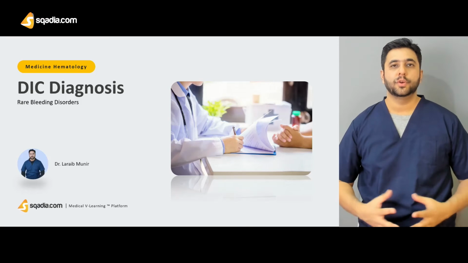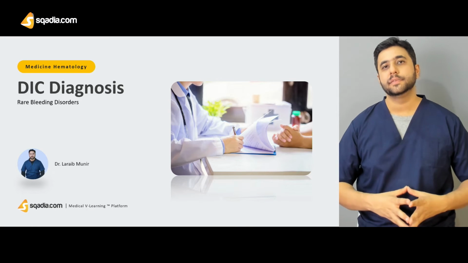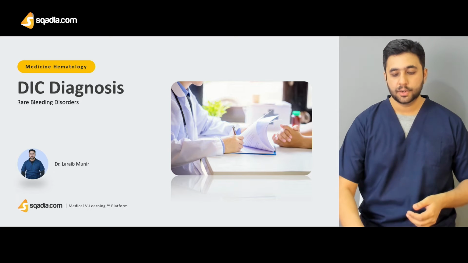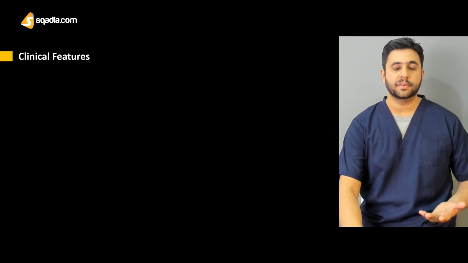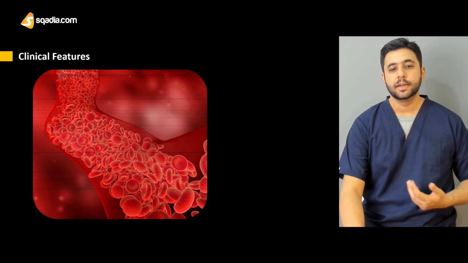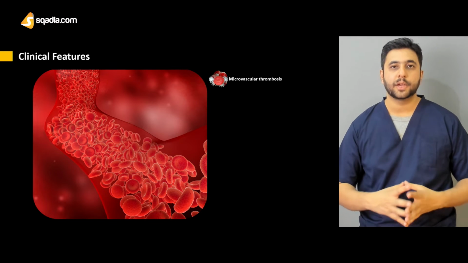Let's now talk about how we are going to diagnose a patient with DIC. What are the important clinical features to look for, and what are the labs that we have to follow to make a diagnosis? And then further on, what are the differential diagnoses to keep in mind? The important clinical feature is widespread microvascular thrombi.